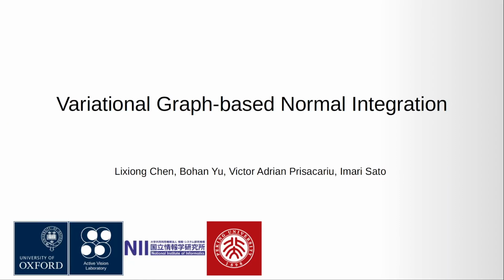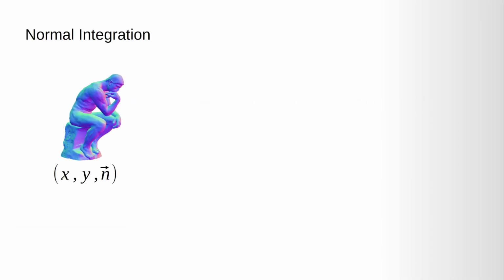We introduce a graph-based solution to general surface normal integration. This project is a collaborative effort between researchers from University of Oxford, Peking University, and the National Institute of Informatics in Tokyo. Surface normal integration takes a set of points with given per-point orientations and their corresponding x and y coordinates in camera coordinate system as input and predicts per-point depth values.